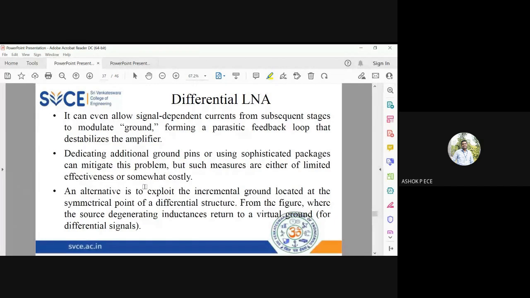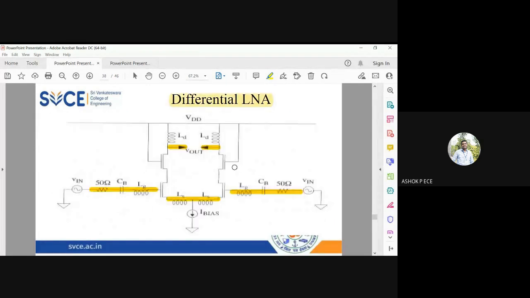And in the differential structure, this one is very symmetric. If you draw a line exactly here, and if you cut the circuit, it will be exactly the same. Because of the symmetry in structure, fabrication is very easy, analysis is very easy, and since you take outputs across the drain of two transistors, whatever negative effect you have in the circuit, that will get cancelled out, because V out is going to be V1 minus V2. V1 is output of this transistor 1, and V2 is output of this transistor 2. So V out equal to V1 minus V2.